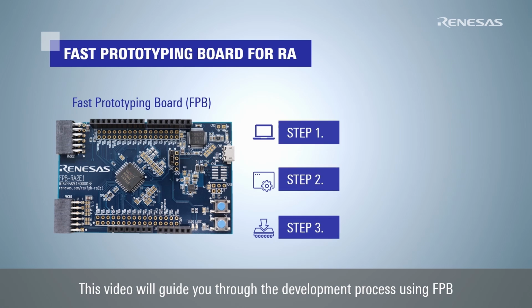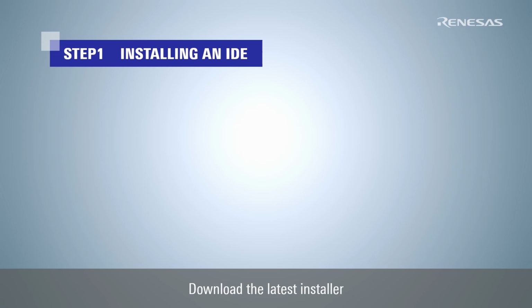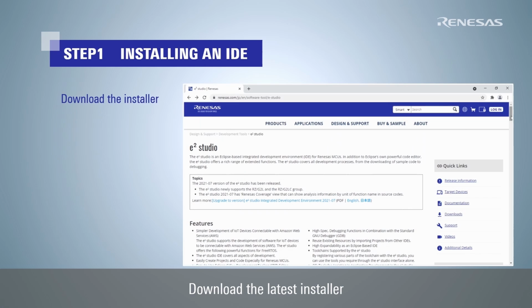This video guides first-time users of the RA family through the steps of installing a development environment, generating a project, and checking the operation to develop software using the Fast Prototyping Board. This chapter describes how to install Renesas's integrated development environment, eSquare Studio, and flexible software package.